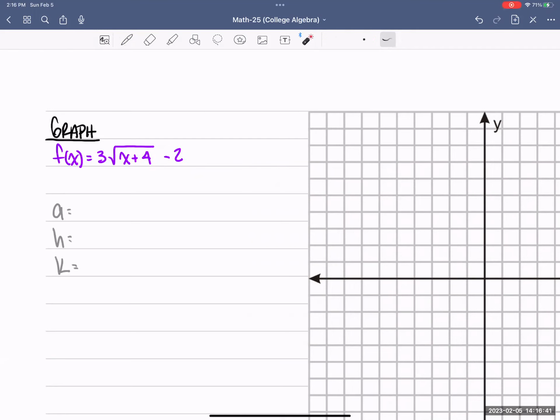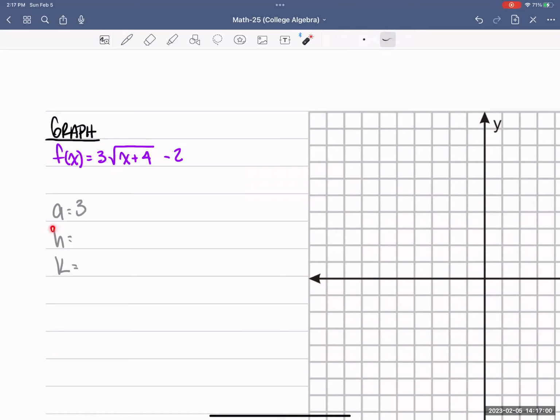So in this case, A is whatever we're multiplying to our function. So our normal function is going to be the square root of x. Everything else are things that we're adding to it. So A in this case is whatever we're multiplying on the outside of that function. That's 3.